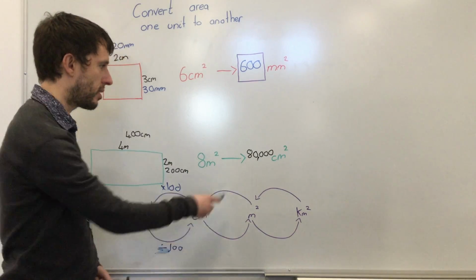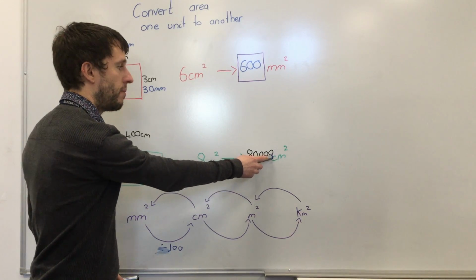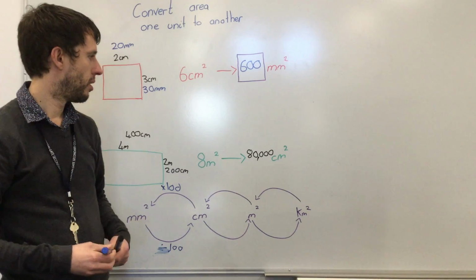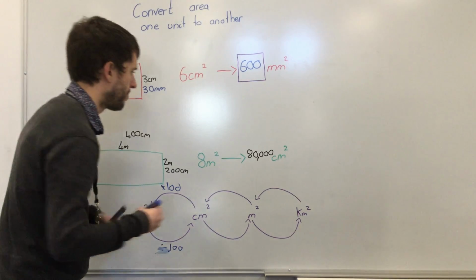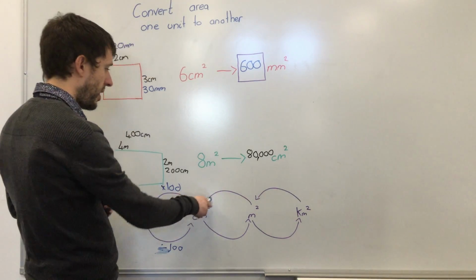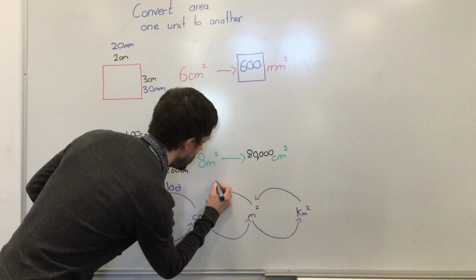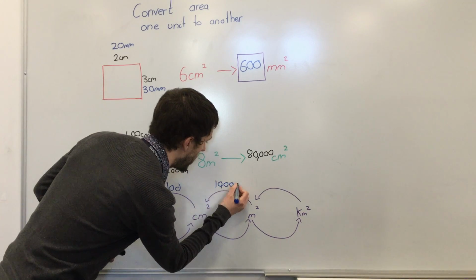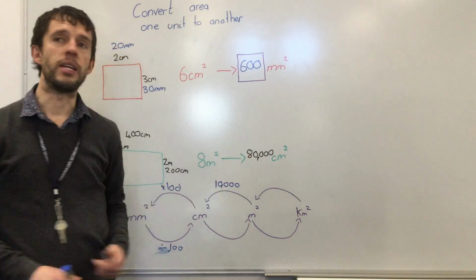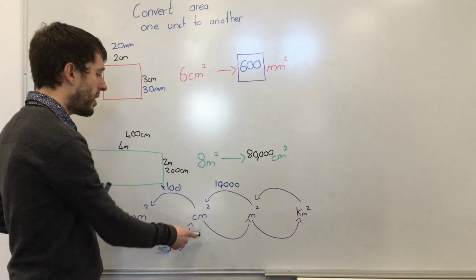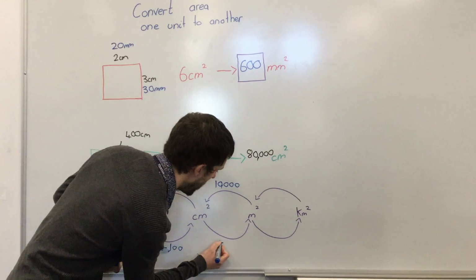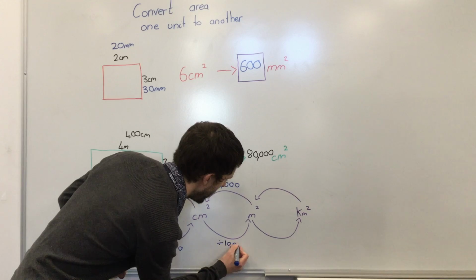Now, normally when we're converting from meters to centimeters, we are timesing by 100. So we've doubled it. So instead of timesing it by 100, I have timesed it by 10,000. So 8 times 10,000 equals 80,000. So it means to get from centimeters squared to meters squared, I'm doing the opposite. I am dividing by 10,000.